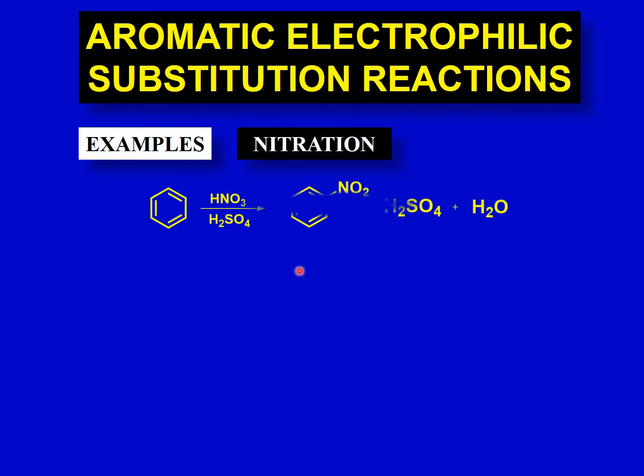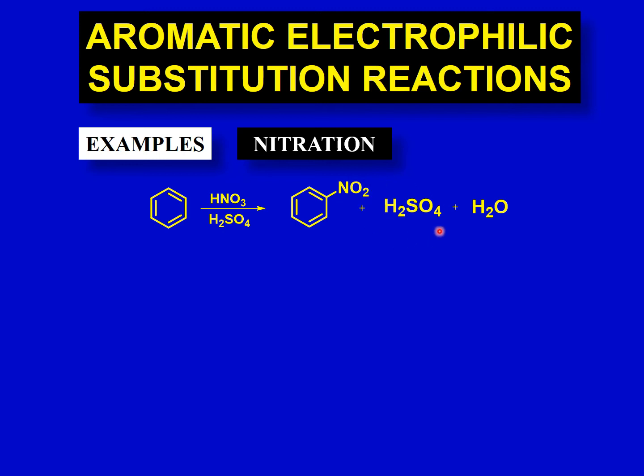The first and very common important reaction on aromatic ring is the nitration reaction. In this reaction, benzene reacts with a nitrating mixture, which is a mixture of two strong acids, that is nitric acid and sulfuric acid, and as a result we have a substituted benzene ring on which the NO2 group or the nitro group has been attached to one of the carbon atoms. So the product of this reaction is nitrobenzene.